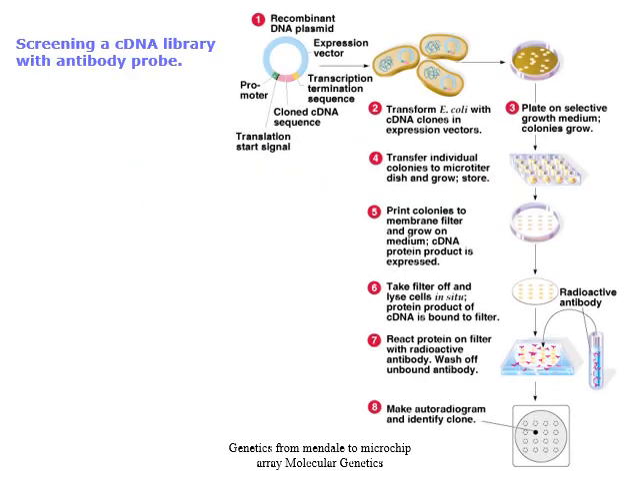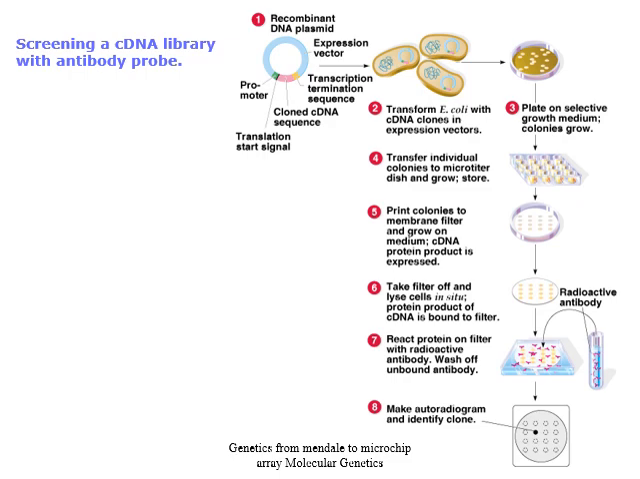Screening of a complementary DNA library with an antibody probe. The recombinant DNA plasmid is an expression vector with a transcription terminator sequence, a promoter, and a translation start site, here, and an origin. Transform E. coli with the complementary clone in the expression vector. Plate on selective growth medium, and colonies grow. Transfer individual colonies to a microtiter dish and grow and store.